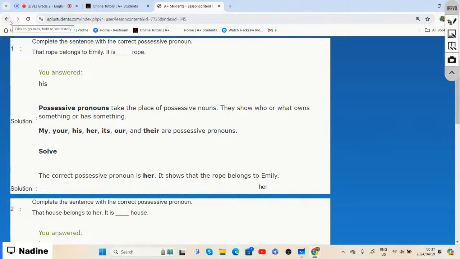So it says that rope belongs to Emily. So we're not going to say it is Emily's rope. We need to put the pronoun in the place of the word Emily. So Emily is a girl. Do we say it is his rope or do we say it is her rope? What are we going to say? It is his rope or her rope, which refers to Emily's rope.